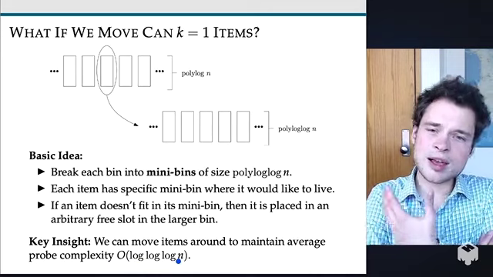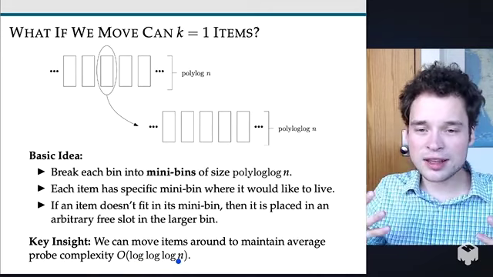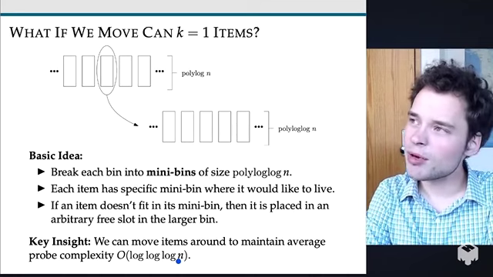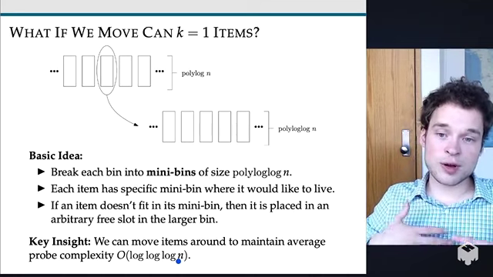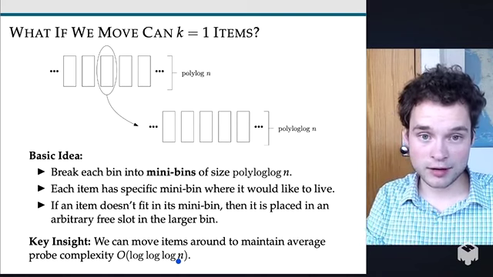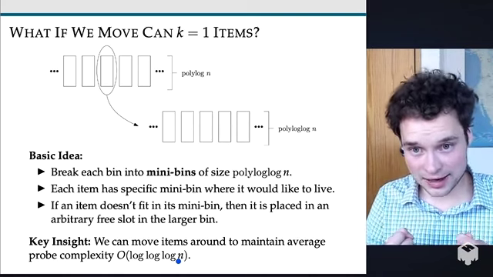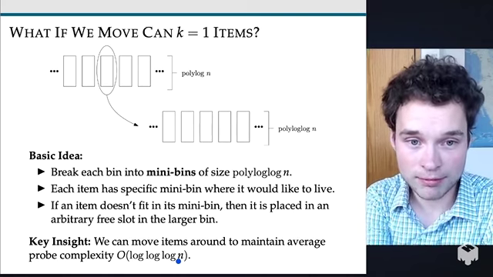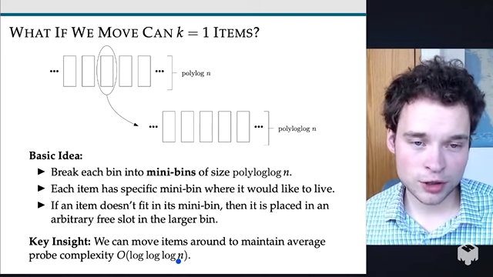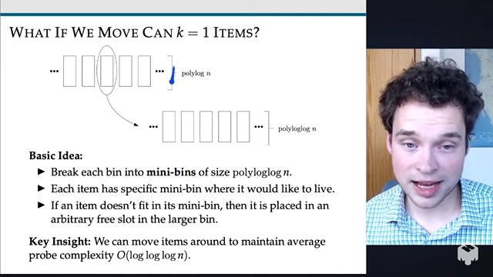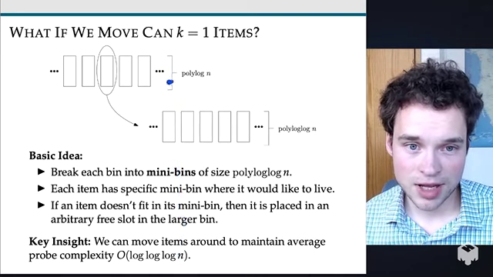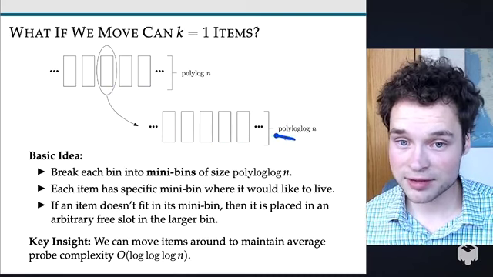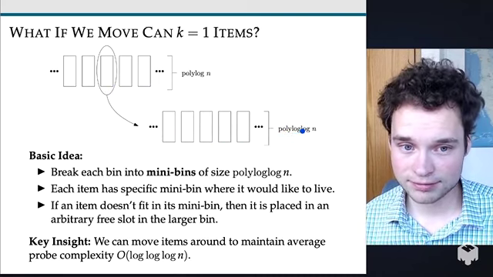When we think about moving elements around in a hash table, the first thing that comes to mind typically is cuckoo hashing. But cuckoo hashing really isn't getting at the goal of what we want here. We really want something that's specially designed to reduce probe complexity. The way to do that is the following. We're still going to have bins of size polylog n, but now we are going to break each of those bins into mini bins of size polylog log n.